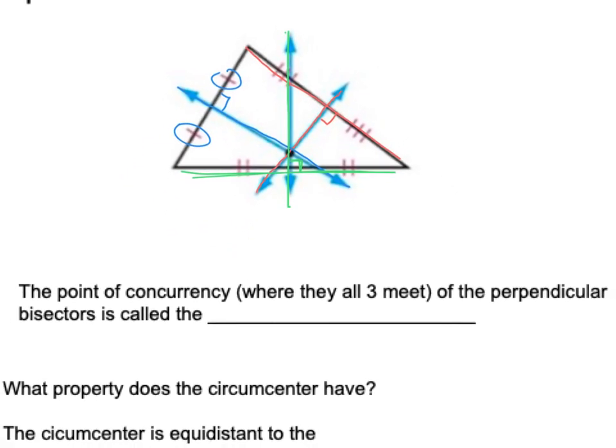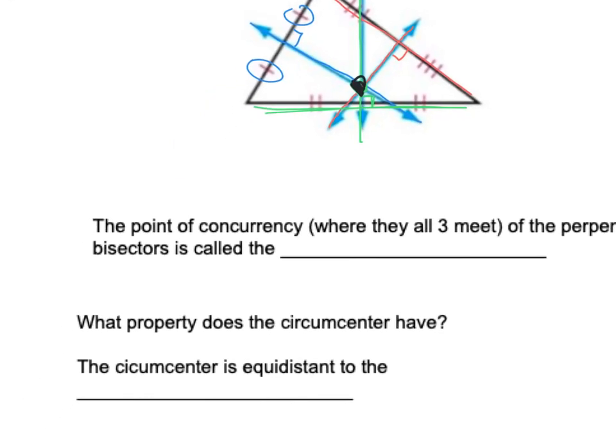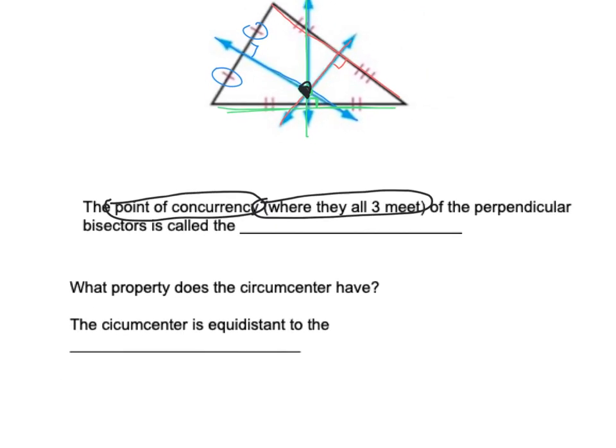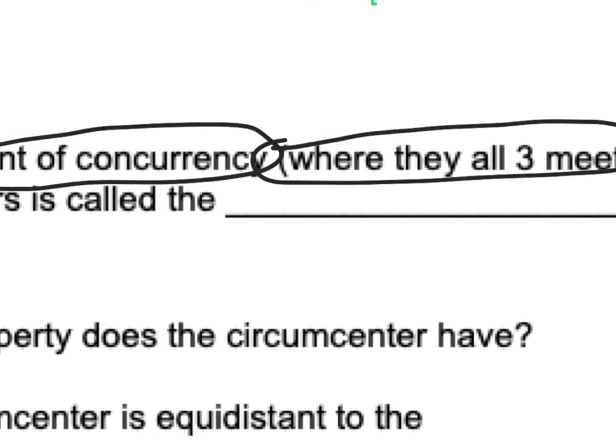This point in the middle where they all 3 meet, right here, you can darken that in, is called a point of concurrency. A point of concurrency just means it's where more than 2 lines meet. So in this case we have 3 lines that are all meeting at the same point. That point is called the point of concurrency. And the point of concurrency of the perpendicular bisectors is called the circumcenter.